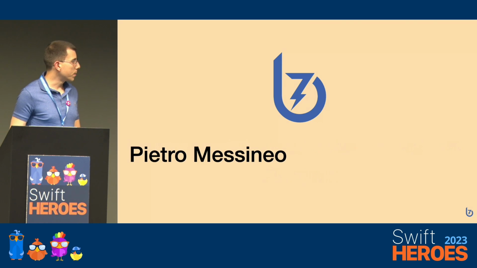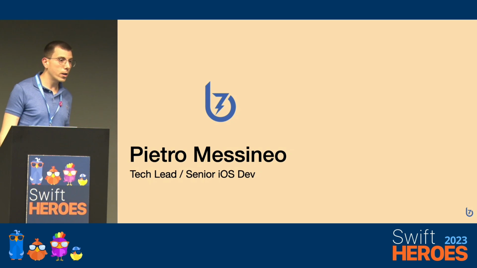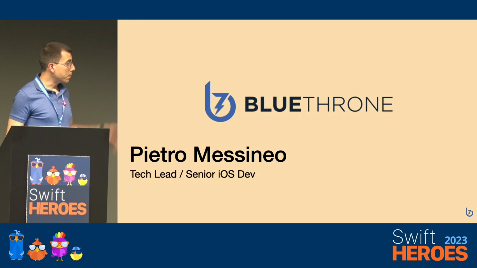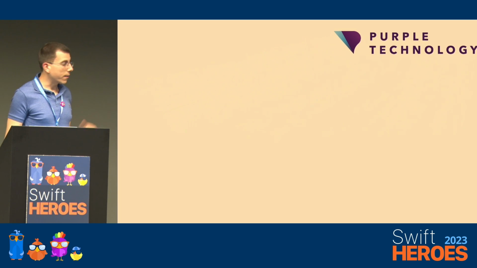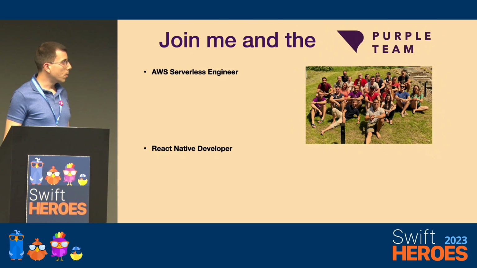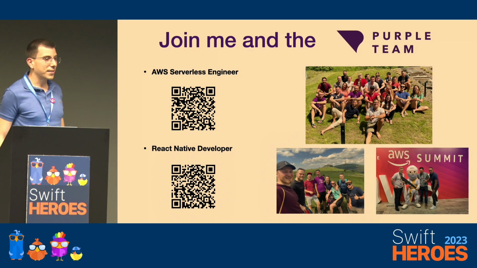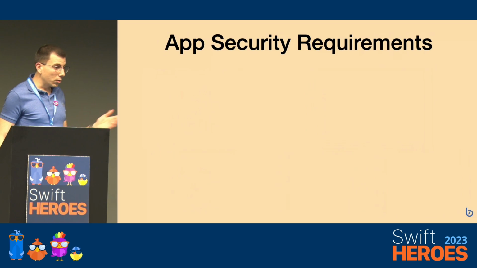So let me briefly introduce myself. I'm Pietro Messineo. I work for Bluethrone. I actually wear several hats because I have a lot of things ongoing. I'm tech lead and senior iOS dev there, but I also work for Purple Technology, which is a fintech company, where I'm an iOS developer as well. We have a lot of open positions if you would like to join. Maybe React Native developer is not for you, but we may have some iOS positions in the future. I also do some indie development and consultations for other clients.